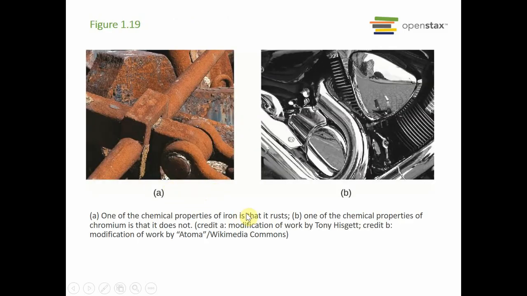One of the properties of iron is that it rusts, so it reacts with the oxygen in the air. One of the chemical properties of chromium is that it does not, under normal circumstances. It's used to make engines pretty.